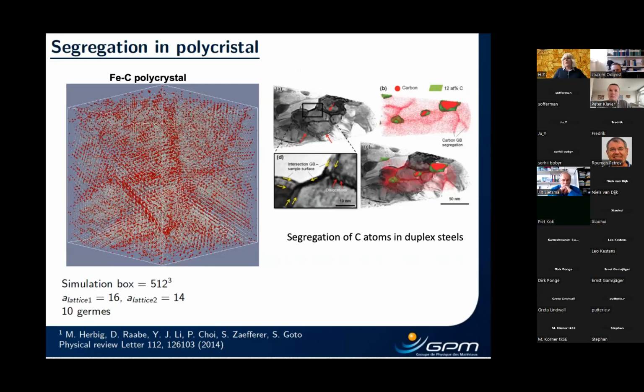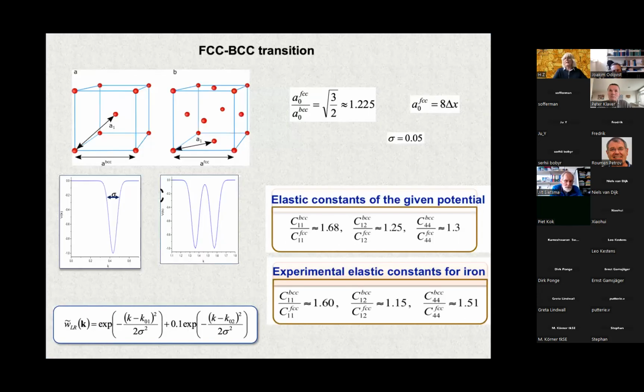We also started to develop this kind of approach to describe the segregation of carbon atoms in polycrystals, of iron polycrystal, but now I will not go into this explanation. I prefer to show you some new results related to FCC-BCC phase transformation, as FCC-BCC phase transformation is the main transformation that induces the mechanical properties of steels.